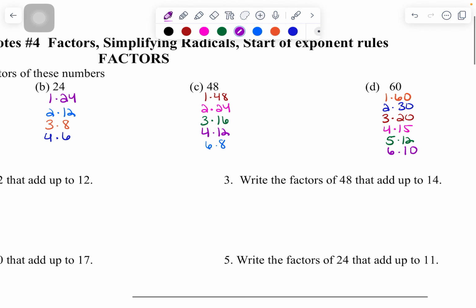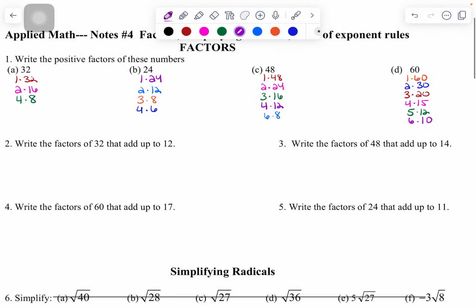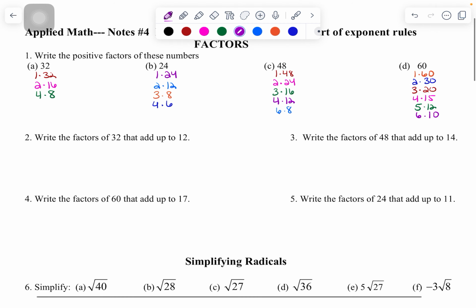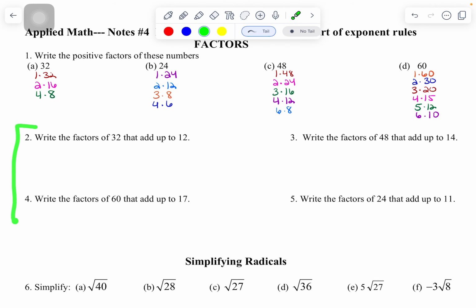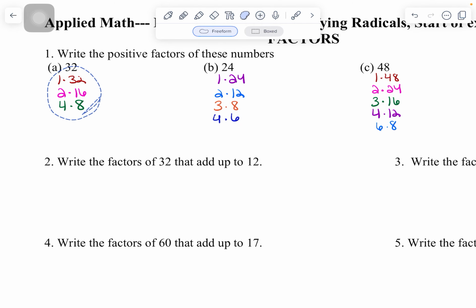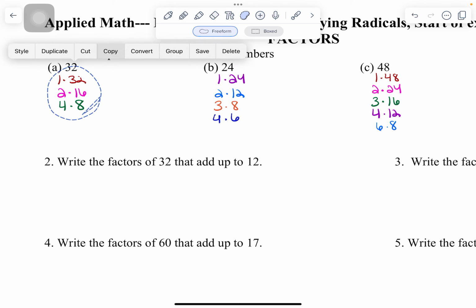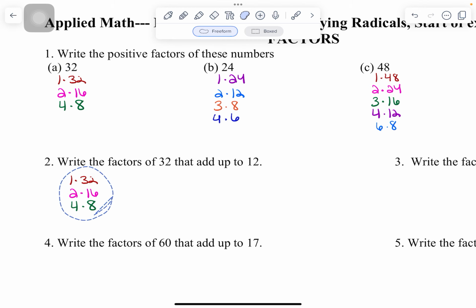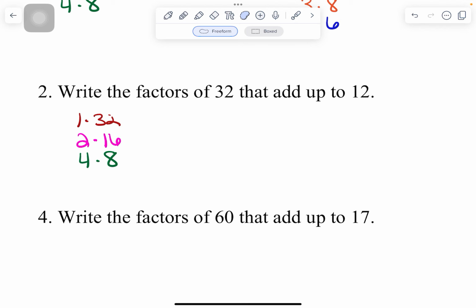All right, now what you just did in number 1, A through D, is what's going to help us to answer these questions. All right. So question number 2 says, write the factors of 32. Well, 32 has these factors, and I'm looking for the pair that adds up to 12. All right. And I'm going to make this simple for myself. I'm just going to copy that and paste. All right. So I'm looking for the factors of 32 that add up to 12.